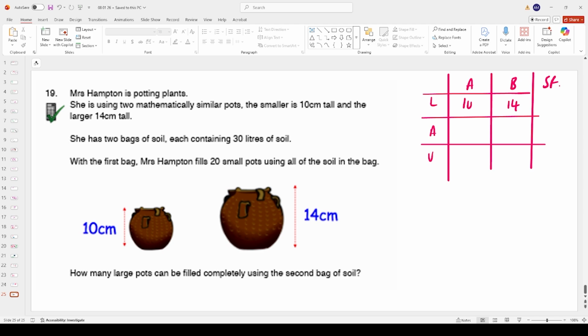So she has 2 bags of soil, each containing 30 liters. With the first bag, Mrs. Hampton fills 20 small pots. So what's 30 divided by 20? 1.5? So where am I going to put that information? I'm going to put that in area, volume, or L. Where am I going to put that information?